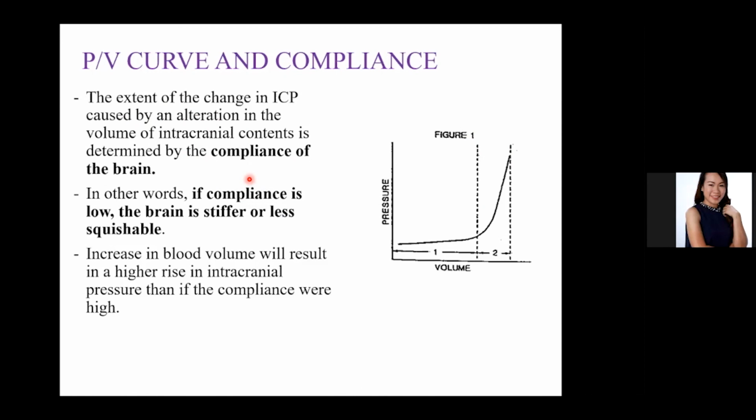So the compliance of the brain means the degree to which it can adjust or accommodate an increase in the component in another cranial compartment.